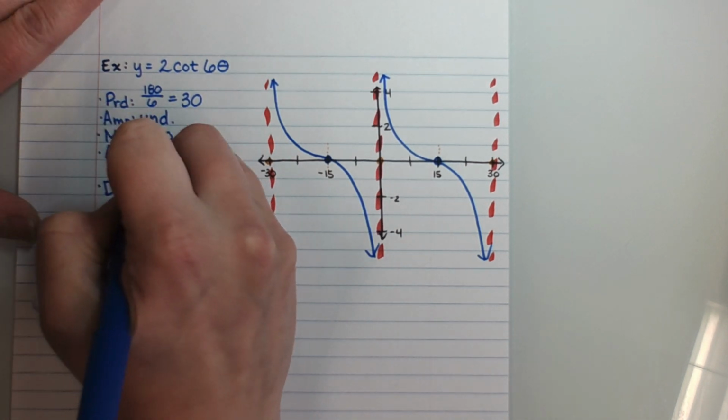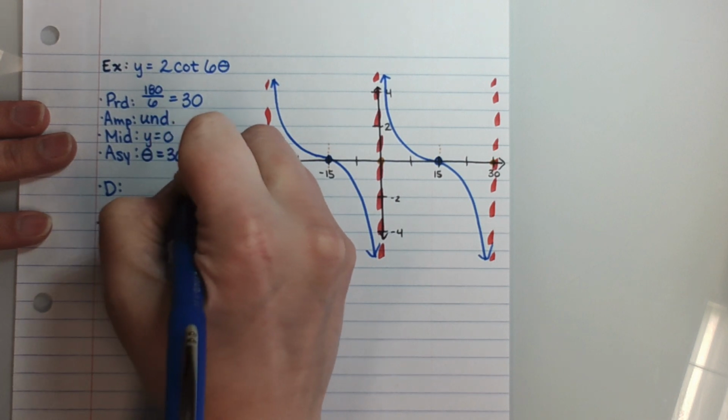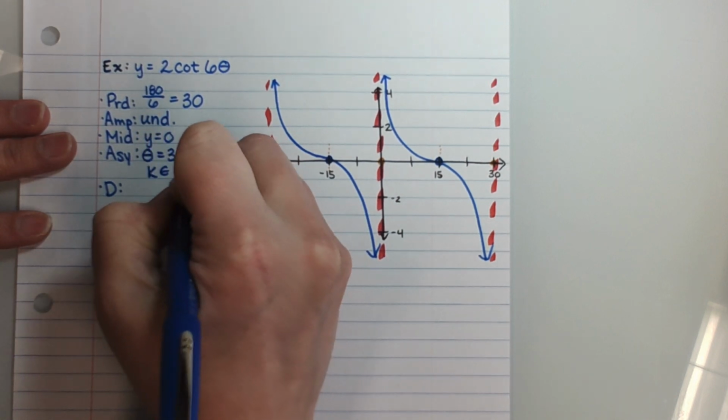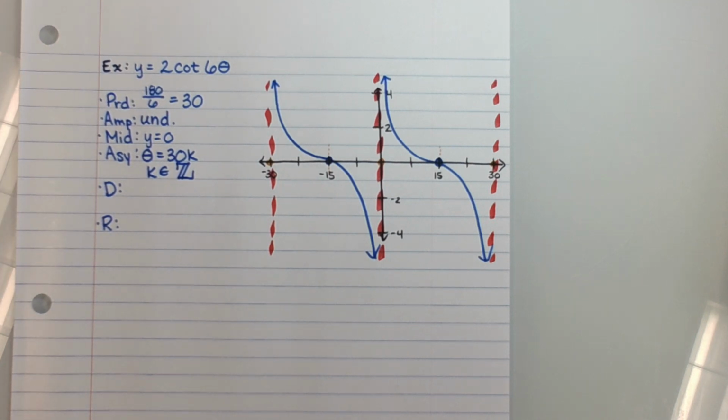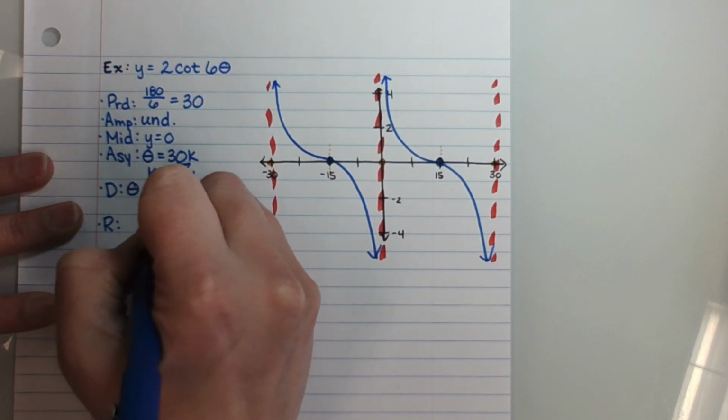Asymptote, theta equals, where should I start? If you start at 0, do you have to write it? No, but it would be 0 plus what? Distance between asymptotes is 30. 30K, where K is an integer. If there are asymptotes, the domain is everything except for the asymptotes. If there are not asymptotes, it's still everything except for the asymptotes, just happens to be everything. Theta not equal to 30K, where K is an integer.